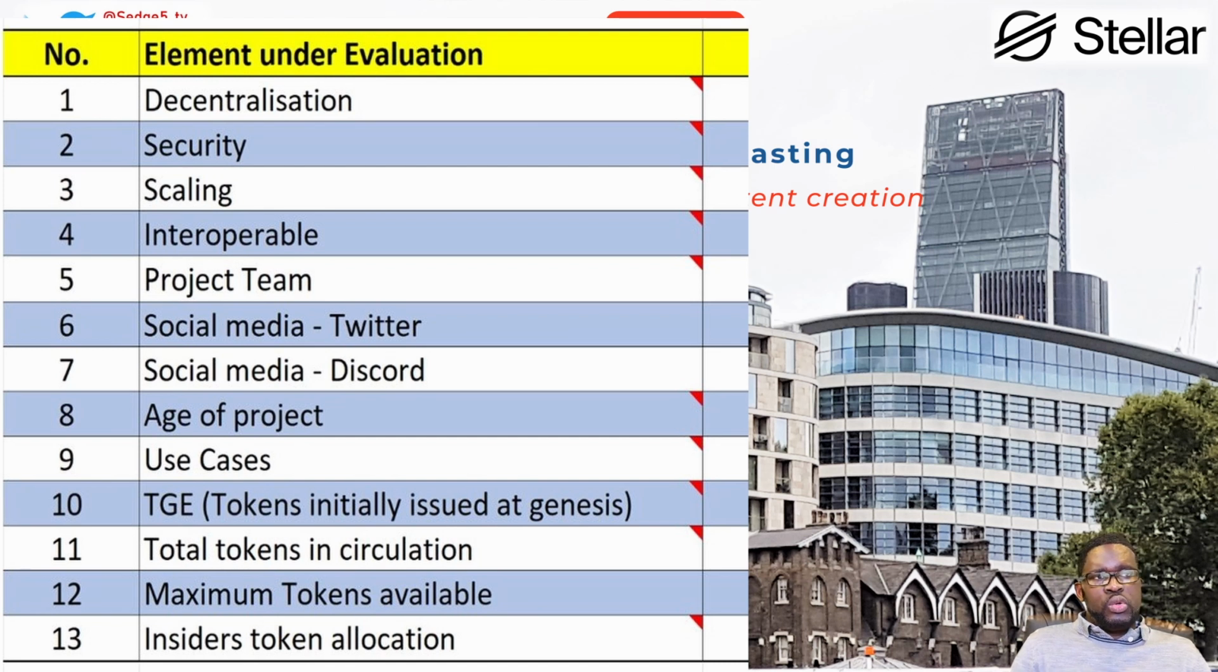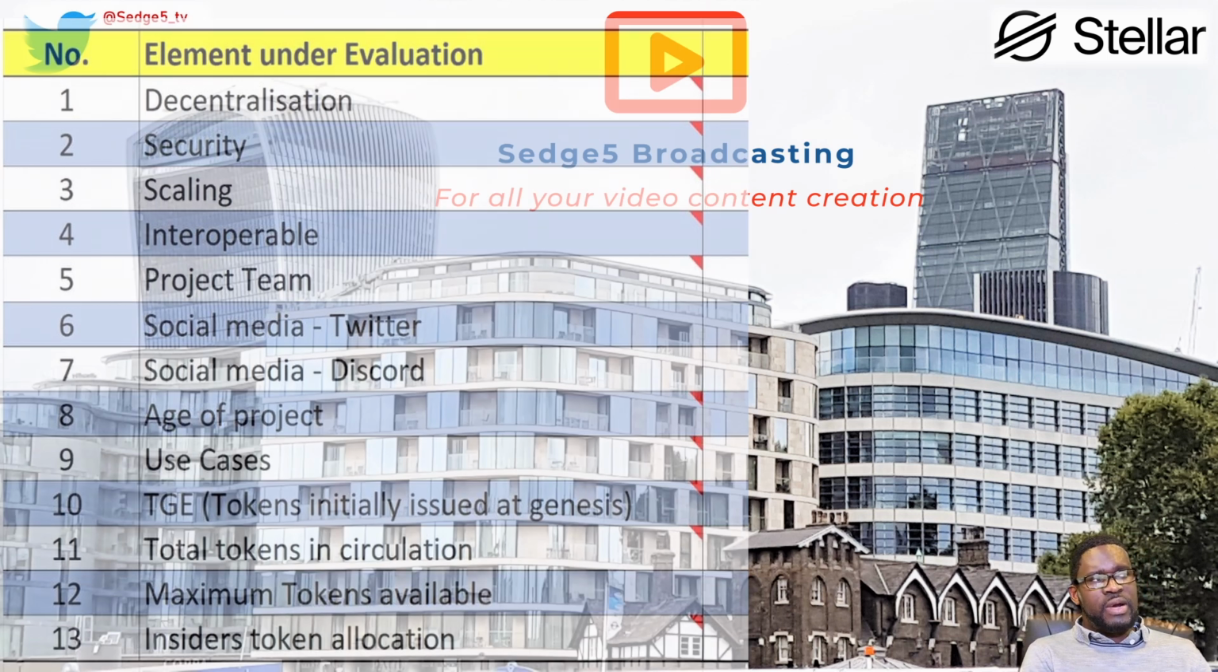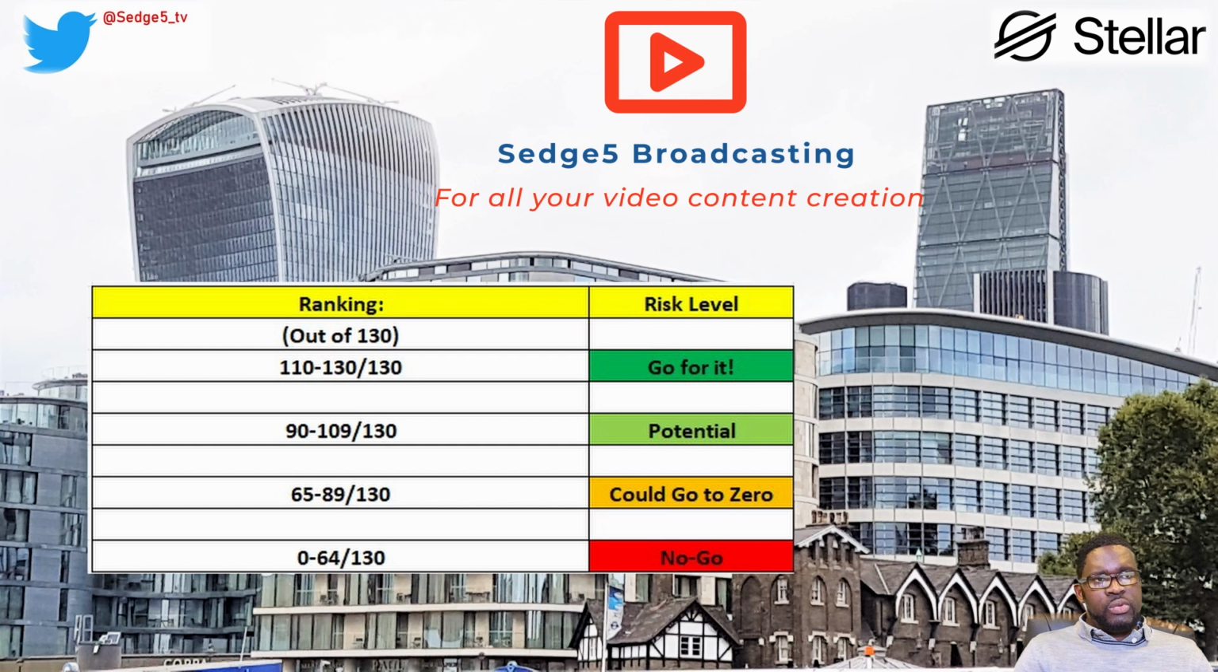Once we've issued scores from 0 to 10, we aggregate the scores and the total is then classified under the following risk categories. Because mind you, the whole idea why we are performing this DYOR risk evaluation is to assess the risk involved with investing in any of the crypto projects we are interested in. So starting with the least risk category, we call that go for it category, and the project will have scored 110 to 130 points out of 130.